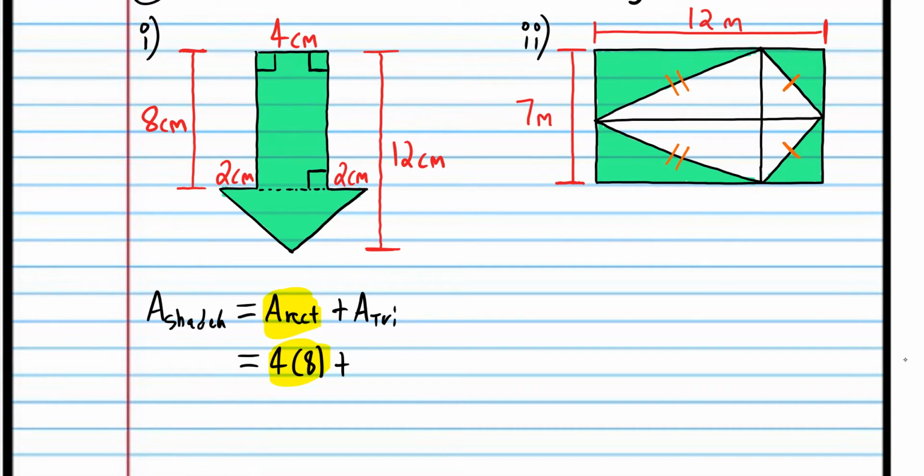So we need to do some detective work to figure out the base of this triangle. The base is this length here. It's an upside down triangle. We know that this length is 2 centimeters, and this length is 2 centimeters. And we know that this length up here is 4, so we can just extend that down. So 2 plus 4 plus 2 is 8. So the base of the triangle is 8.